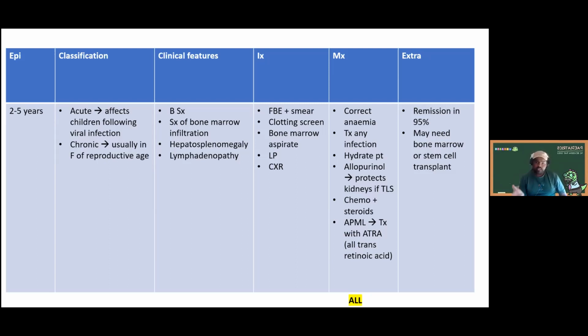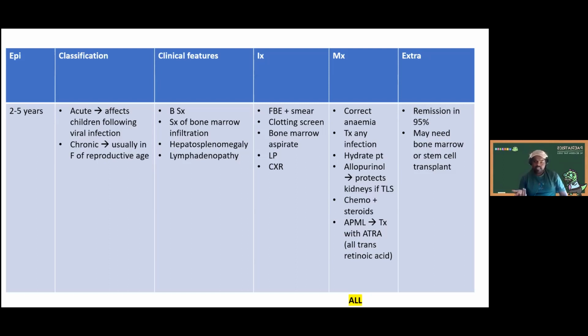In terms of the clinical features, we have, first of all, our B symptoms, so things like weight loss, night sweats, fatigue. And then we have our symptoms of bone marrow infiltration. And the most common one of this would be bone pain, so long bone pain. And then we can have our hepatosplenomegaly, and then our lymphadenopathy. And this is why we want to differentiate something like leukemia from something like an ITP.